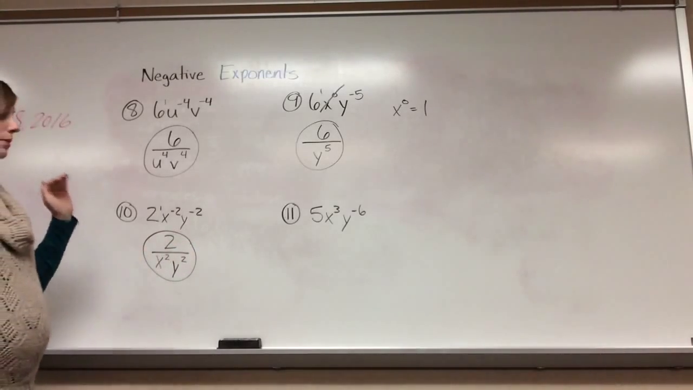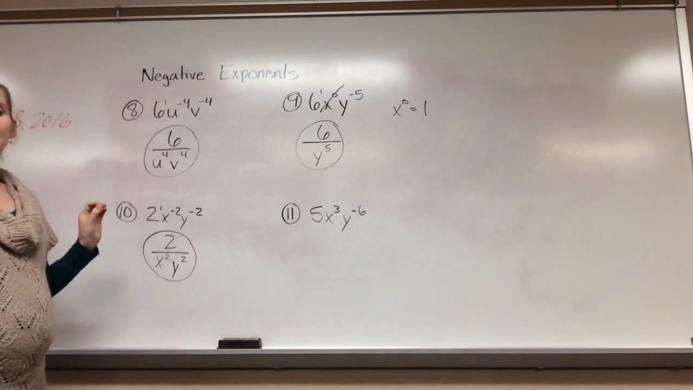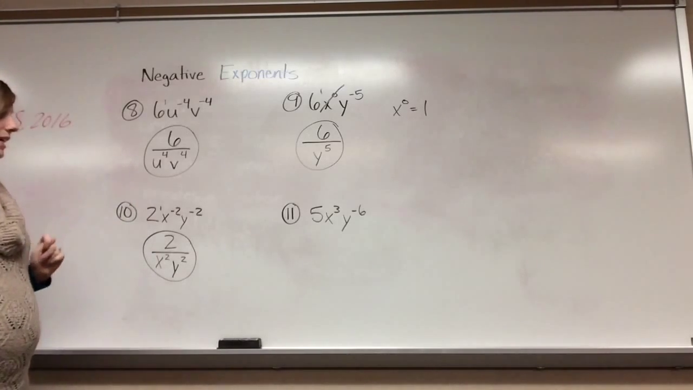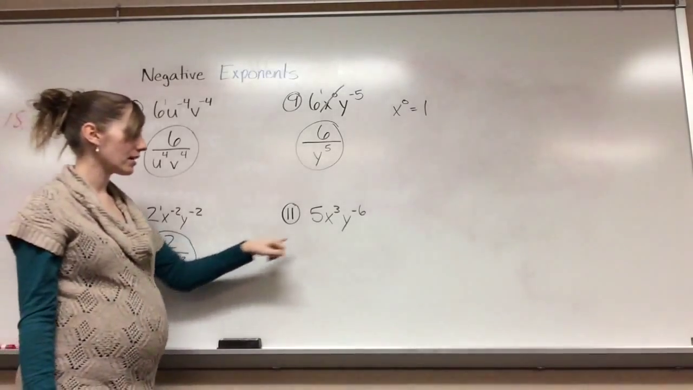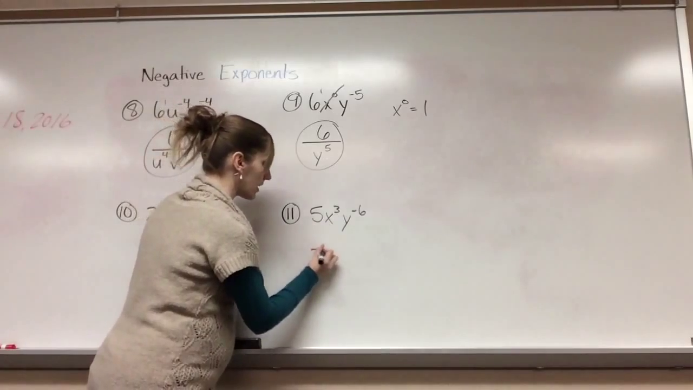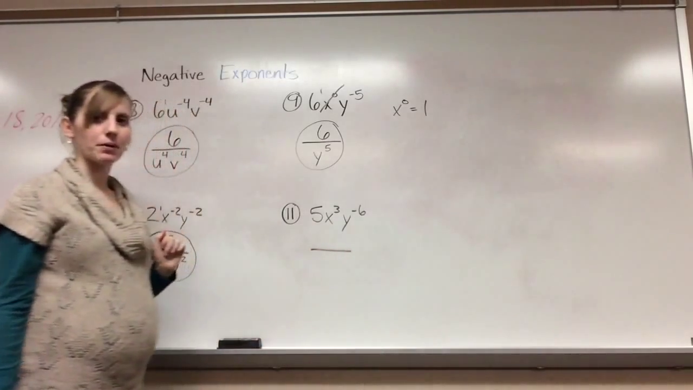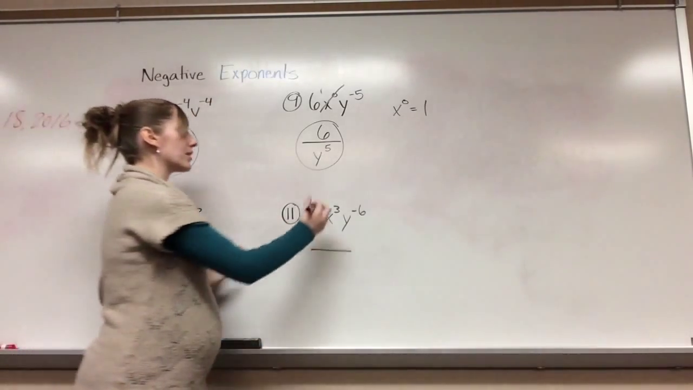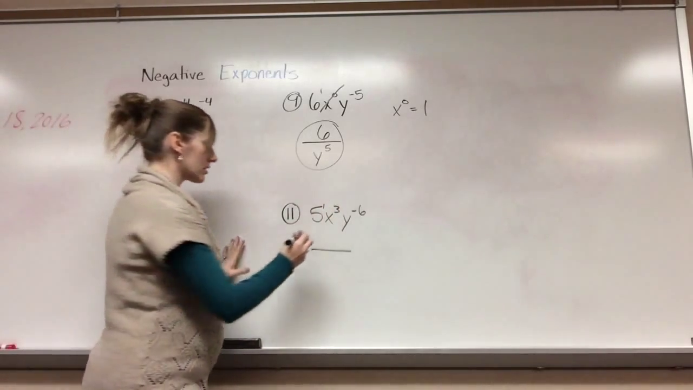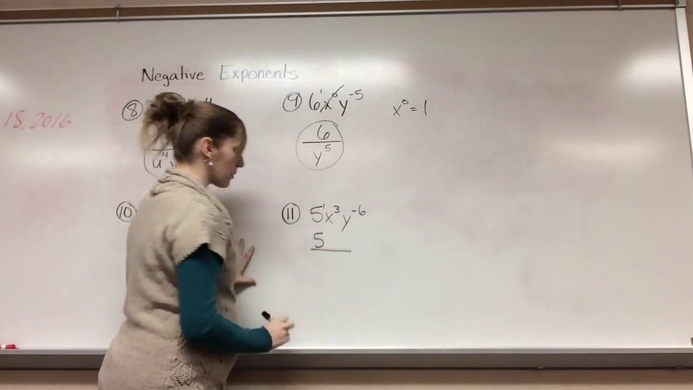Anything with a positive exponent belongs in the numerator. Anything with a negative exponent belongs in the denominator. Let's take a look at one more problem, number 11. 5x to the 3rd, y to the negative 6th. I know I need a fraction because of my negative exponent. Look at the 5. There is a positive 1 there. They didn't write it, which means 5 belongs in the numerator at the top.